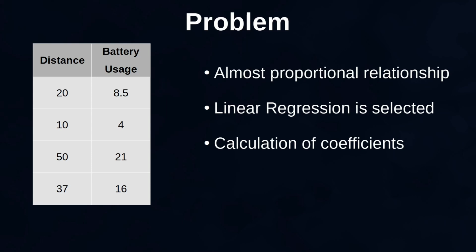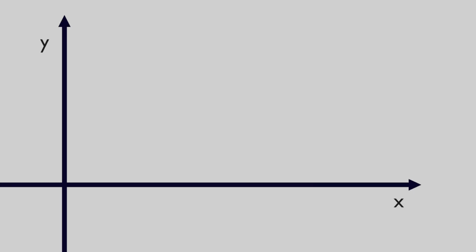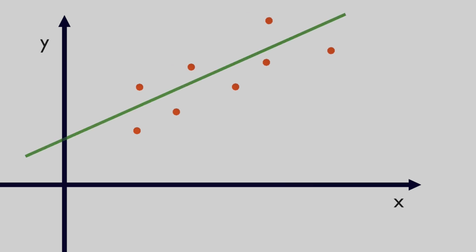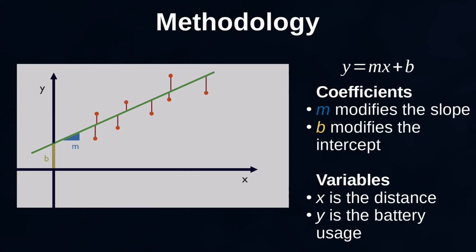the collected data. Linear regression is used to find linear functions, and a line in a single dimension case has two coefficients, which we can call m and b. m modifies the slope of the line, while b is called the intercept, and is the value of the output y when all the explanatory variables are equal to 0. In this case, the only variable is x, which is the distance traveled, while y is the associated battery usage.